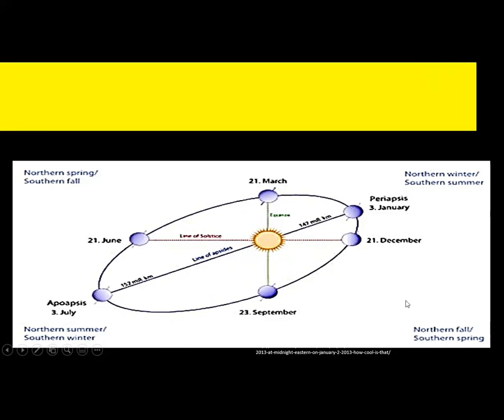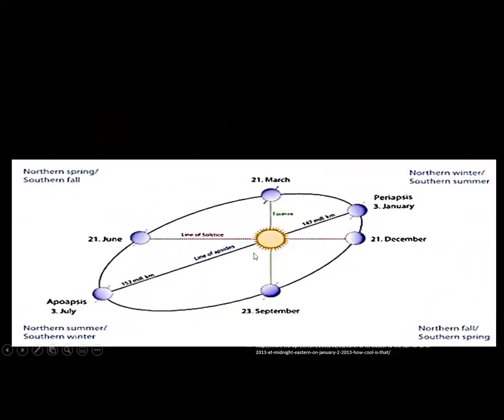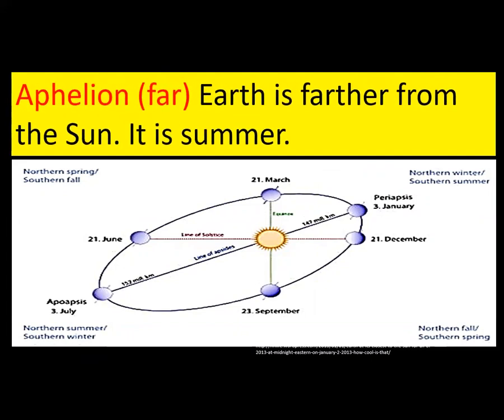So at some point, Earth is closest to the sun. And when it is closest to the sun, it is winter in the United States. Because Earth is closest to the sun in January 3, it's winter to us. Earth can also be farther away from the sun. We call that aphelion. And the season in the United States when Earth is farthest away from the sun is summer. And that happens in July 3. Earth is farthest away from the sun.